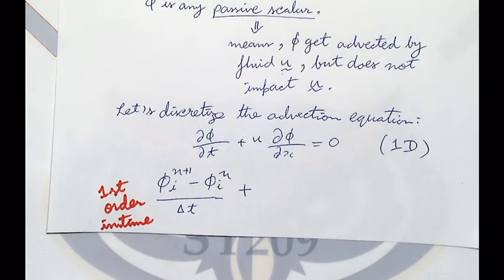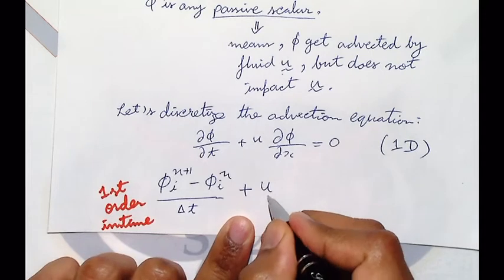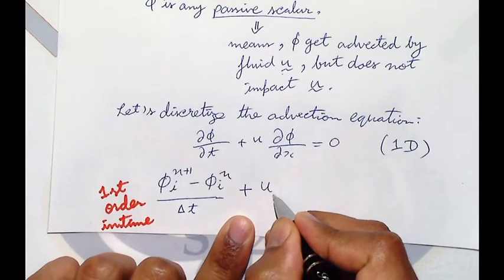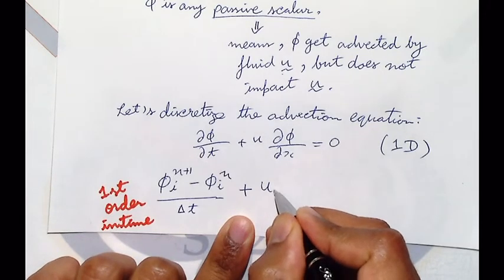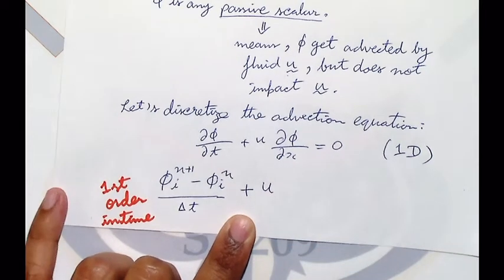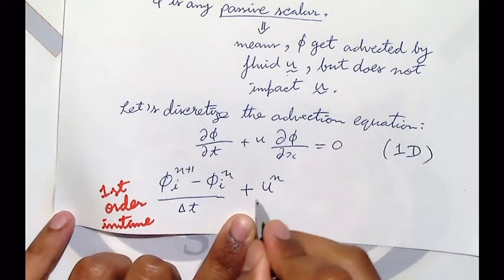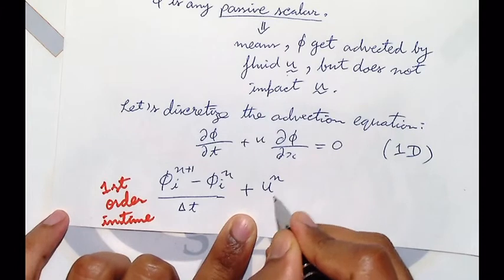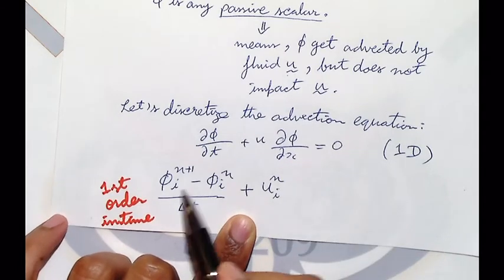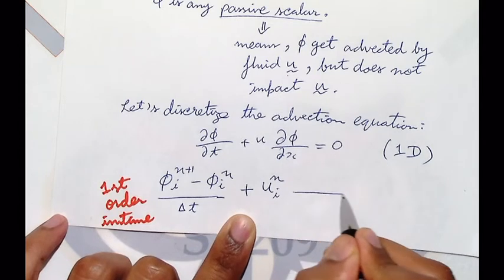So for n plus 1, we'd have the u in front, right? Okay, there's a u, and u at what? Let's do a completely explicit thing first, okay? So for the time, let's pick n for everything. Tell me the grid point. I. Exactly. So I'm looking at one particular grid point. This is u i. What will the space derivative become?